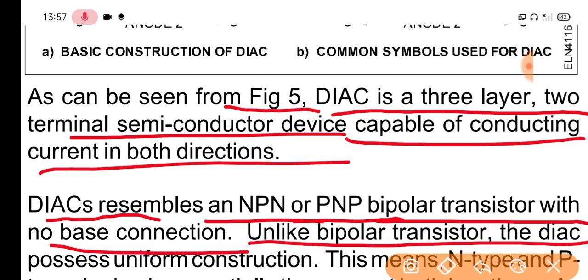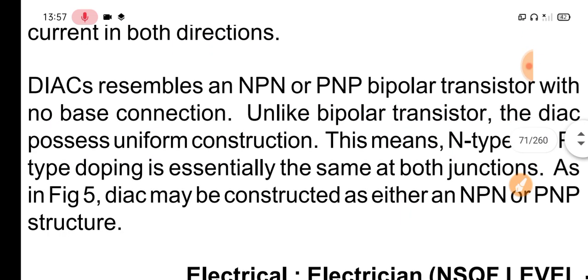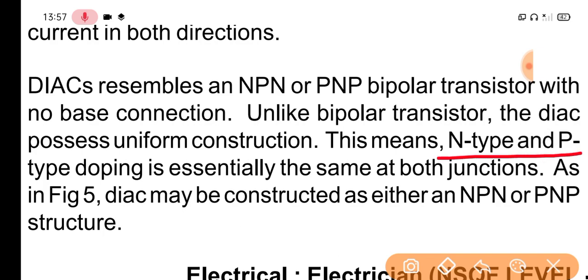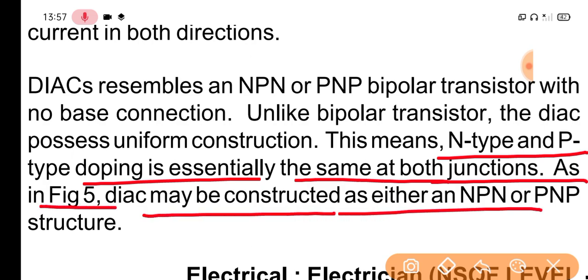Unlike a bipolar transistor, the diac possesses uniform construction. This means N-type and P-type doping are essentially the same at both junctions. As in picture 5, a diac may be constructed as either an NPN or PNP structure.